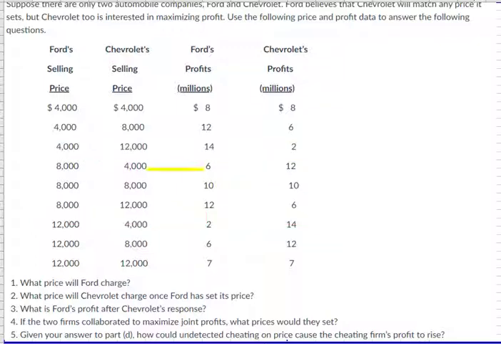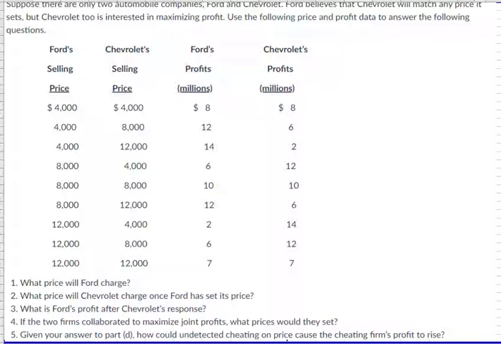Yes, you would choose $4,000 as Chevy. If Ford chooses or charges 8,000, Chevy maximizes its profit by charging 4,000. You see how this works? You get it? Now look at the next one.